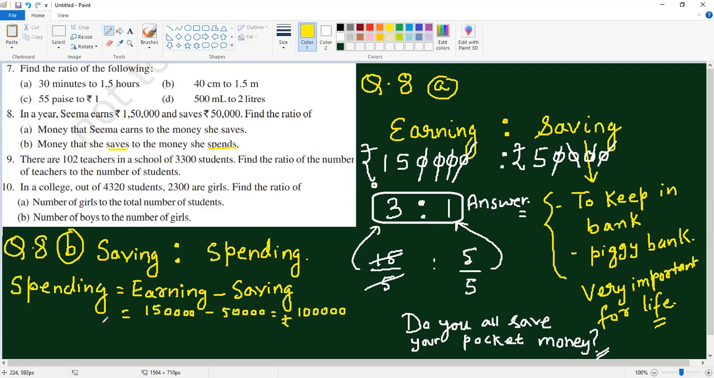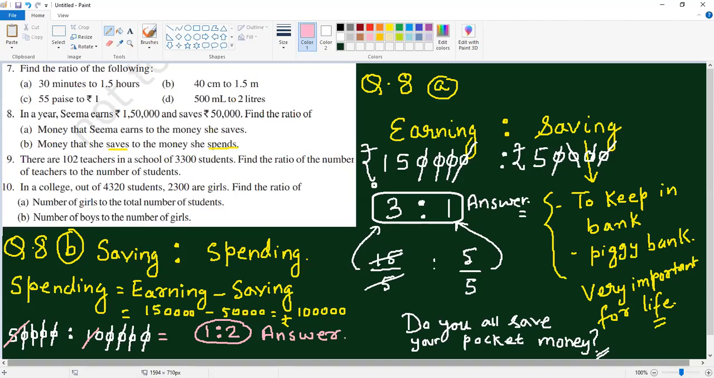So we will write, answer will be, saving is 50,000 is to 1 lakh. 1 lakh is 100,000. Now we'll cut this with this, this with this, this with this, this with this, and this with this. So it will become 1:2. Raise your hand if you have understood. Good.